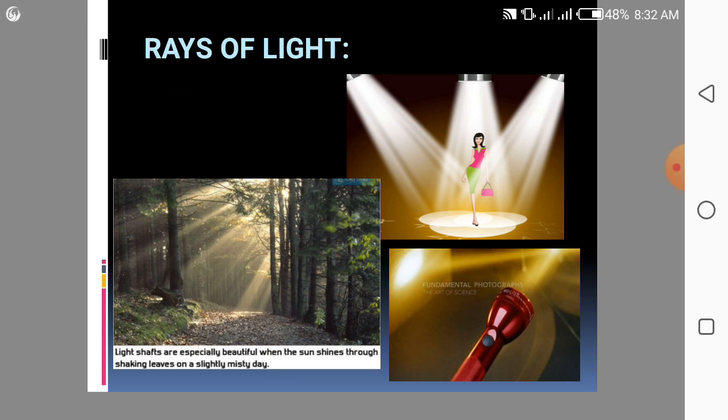These pictures show examples where we can see the light rays clearly. What do you observe about these rays of light? Do you notice that the path of light in these pictures is straight? What does this tell you about how light travels? As we have already discussed, light travels only in a straight line.